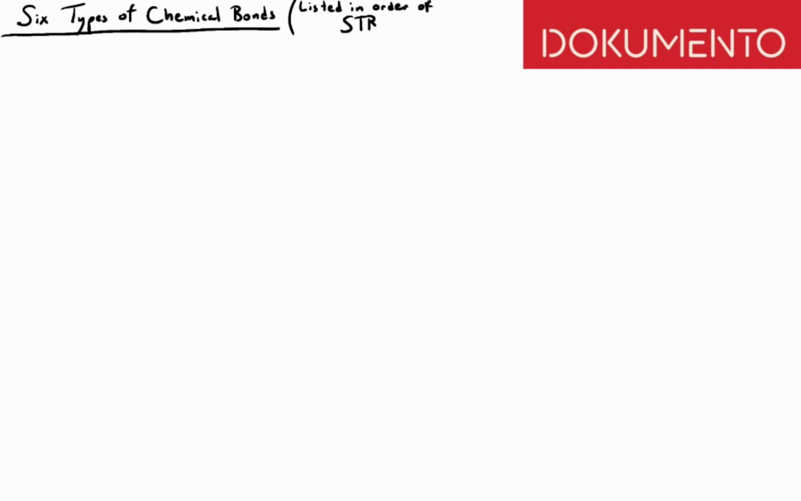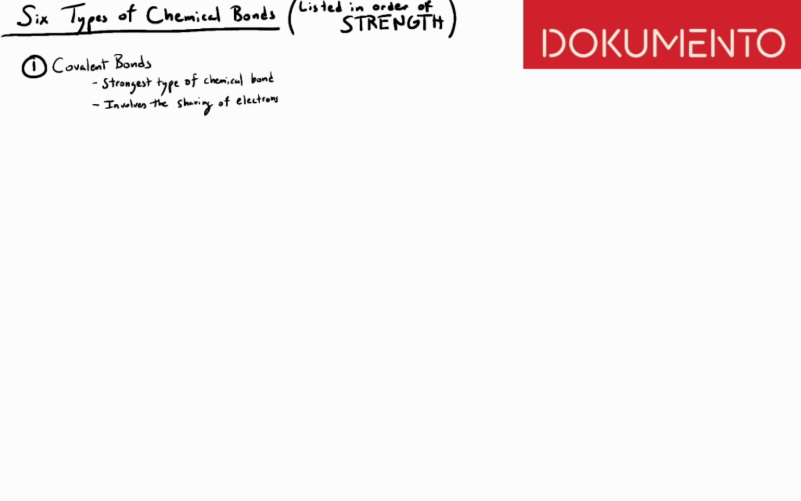Okay, so I was asked to do an overview of chemical bonds, and there are 6 main types that I want you to be aware of, listed in order of strength. And the first one is covalent bonds. Covalent bonds are the strongest type of chemical bond, and they involve the sharing of electrons between atoms.